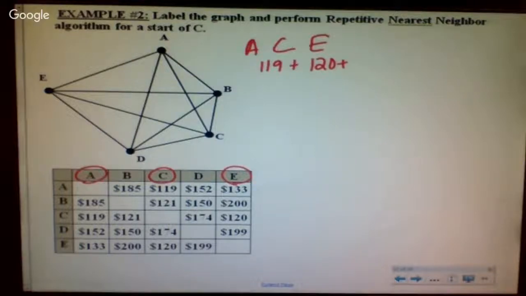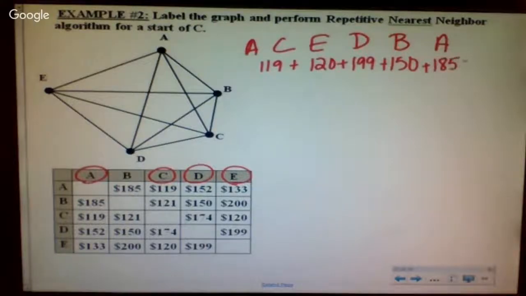From E, I can only go to B or D. D, 200 or 199. So you're going to take D. From D, I have one more stop I have to make. I have to go from D to B, which was 150. And you always have to go back to the beginning. So B to A is 185.